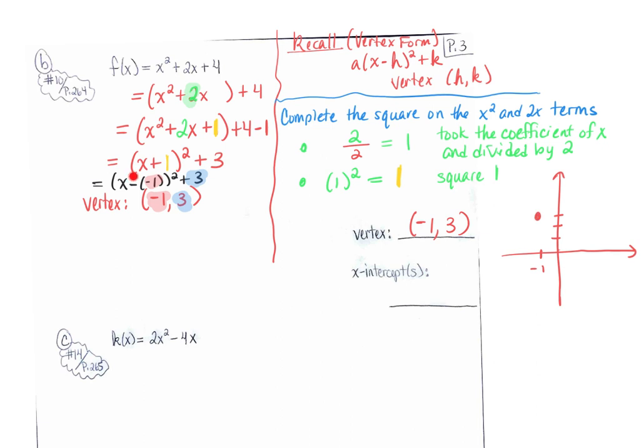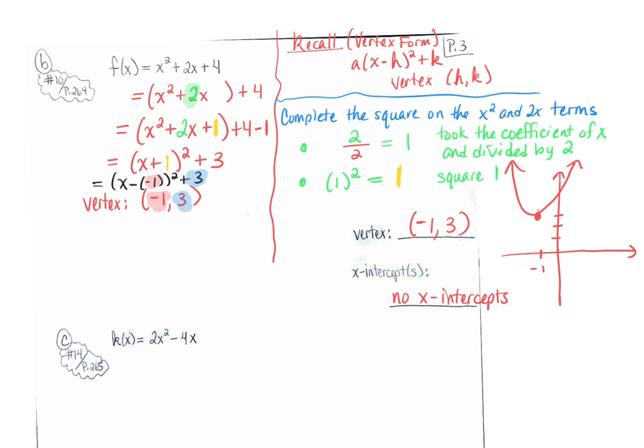Is this parabola facing up or down? Up, very good, because this number is positive. Your A out here is a +1. So we already know it's going to look like that. Are there any x-intercepts? No. So no x-intercepts. Okay, so this is our graph. Vertex -1, 3. It's facing upward because that's a positive out here. So we know it will never cross the x-axis, so no x-intercepts.